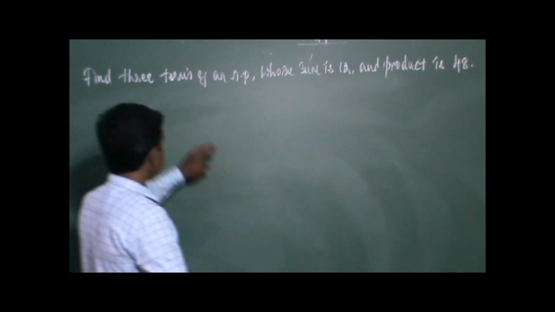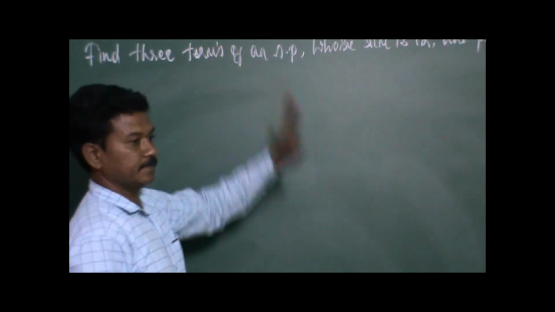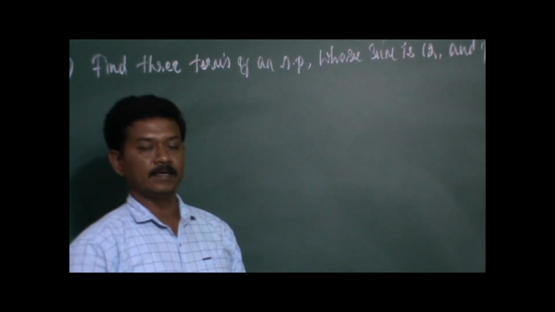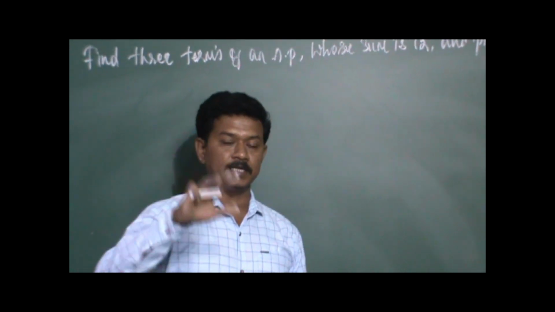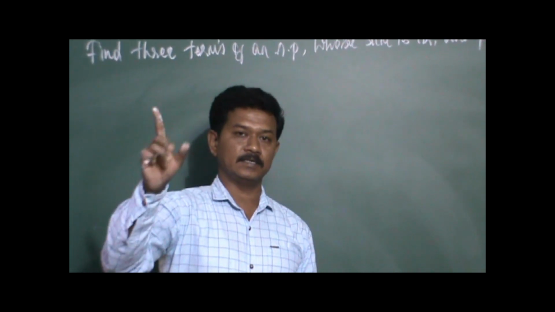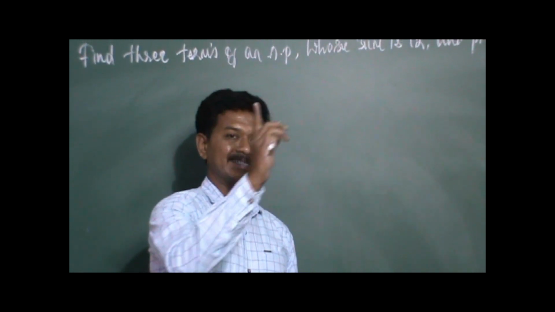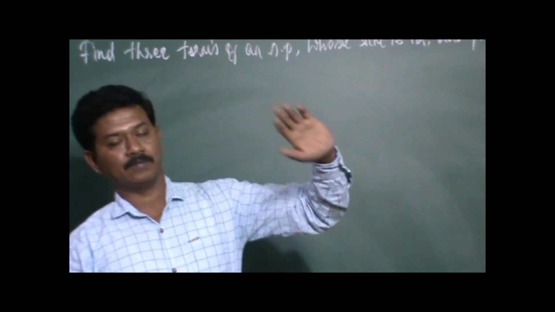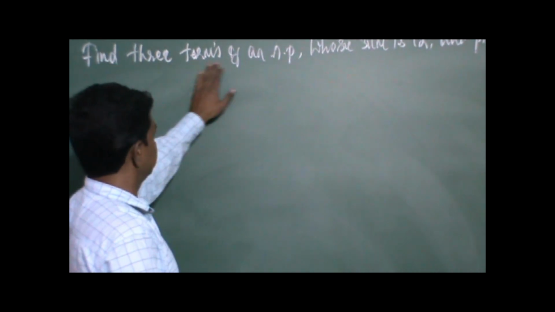Now, find 3 terms of an AP. That's the starting thing. Find 3 terms of an AP. Which 3 terms are those? The first, second and third term? We do not know. Are those 3 terms the 5th, 6th and 7th terms? We do not know. Are those 3 terms the 10th, 11th and 12th terms? We do not know. It is just asking us to find 3 terms of an AP.